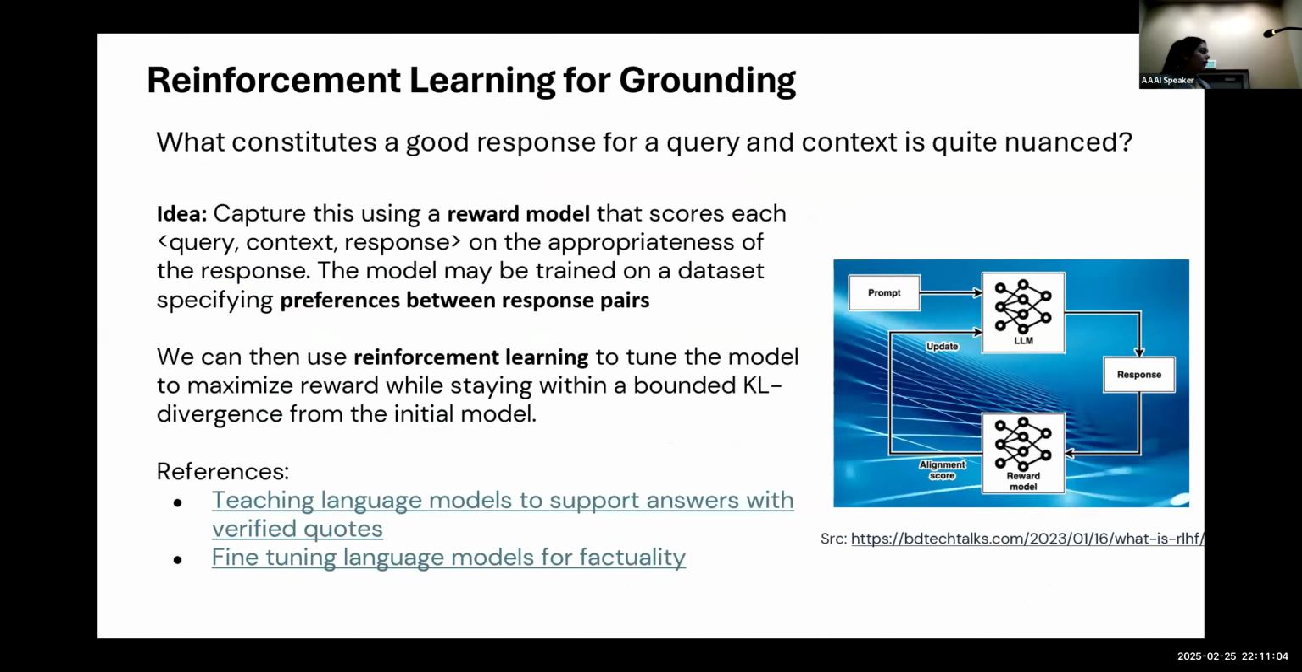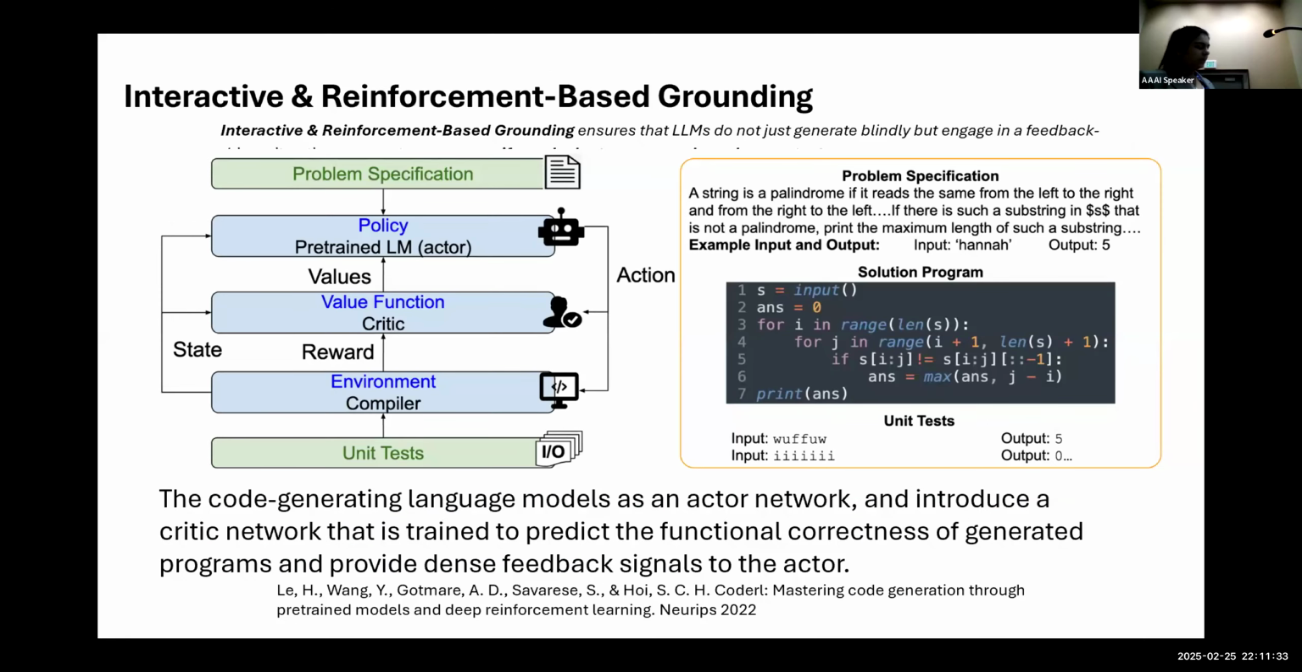Now, how we can do that is reinforcement learning for grounding. We can use a response to a query and then use a reward model that scores our query context and the response. The model can then be trained on a data set specifying preferences between response pairs. We can do this by using a KL divergence or an initial model. So this is another example of using reinforcement-based grounding.